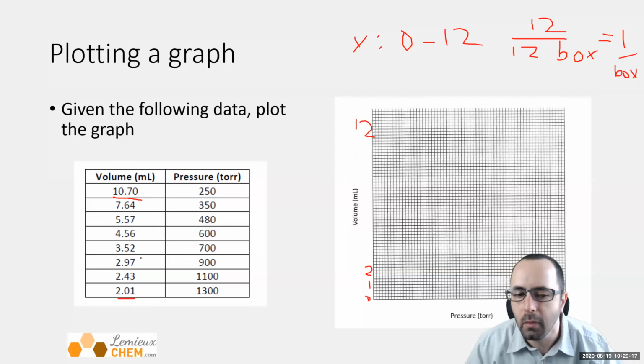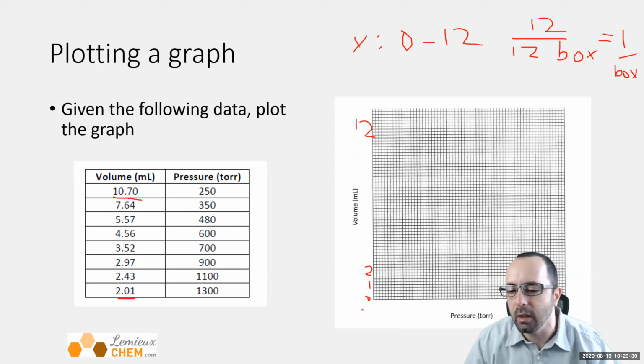Make sure that your numbers are going from lowest to highest, like I did. Don't go from highest to lowest. That's confusing. So don't start at 12 and go 11, 10. That's confusing. You want to get bigger as you go further on each axis.